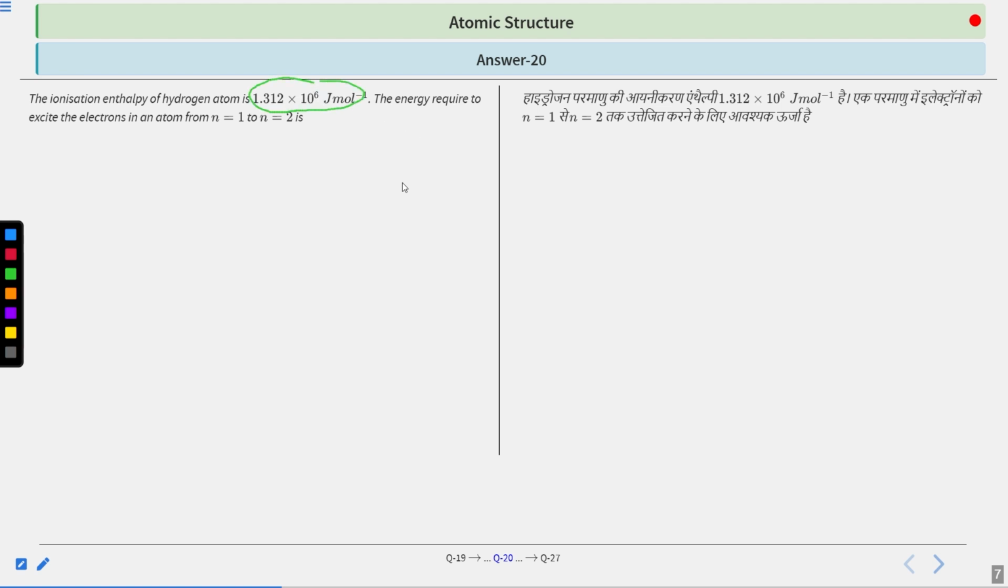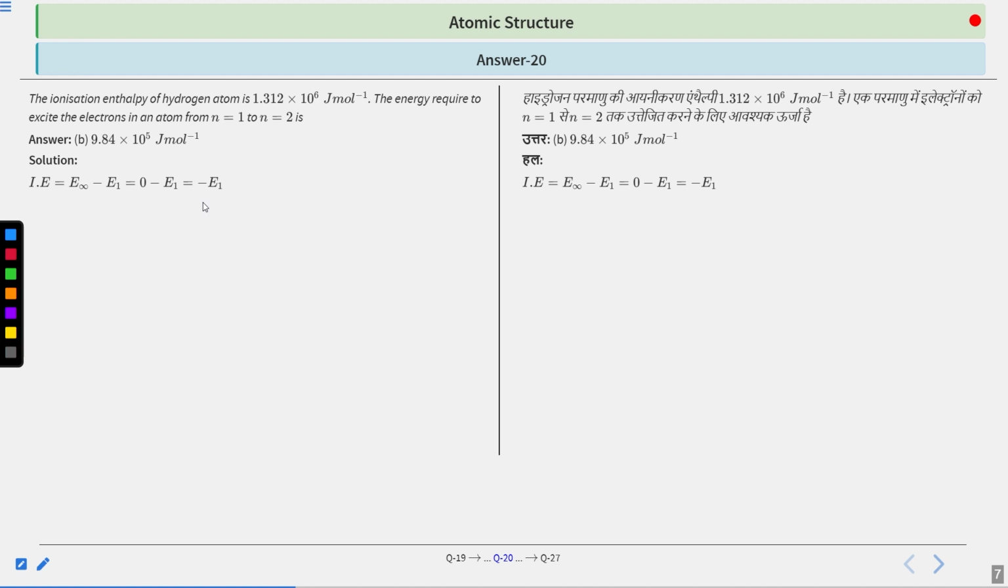So you have to find what is the energy required to excite the electron in an atom from n is equal to 1 to n is equal to 2. If you are to transit this electron from the n is equal to 1 orbit, the first orbit, to the second orbit, what will be the energy that is required? The correct answer is B, 9.84 into 10 to the power 5 joule per mole.